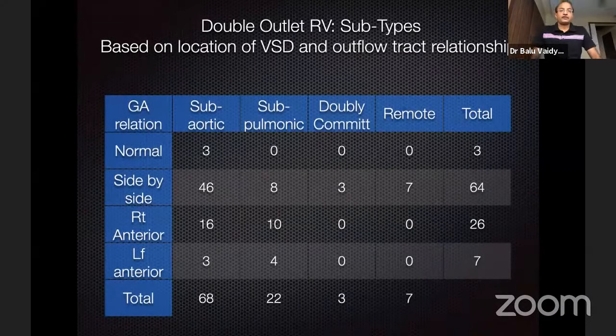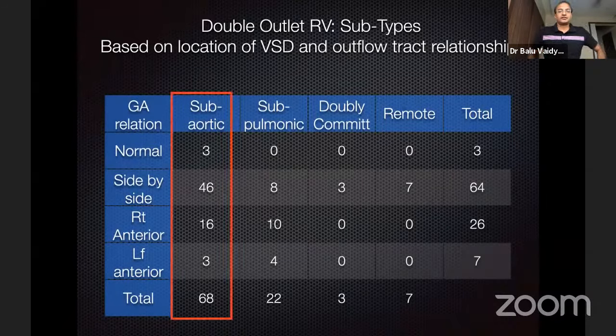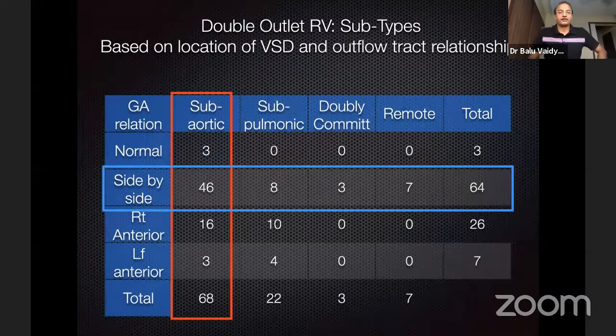So in DORV, based on the location of the VSD and the outflow tract relationship, we can have different types. As we can see, the most common location of the VSD is the subaortic VSD. And the most common great artery relationship is the side-by-side great arteries. So about 46% of DORVs will have a subaortic VSD with side-by-side great arteries. 68% have subaortic VSD and 22% have subpulmonary VSDs.